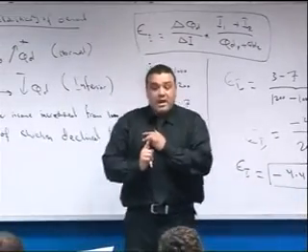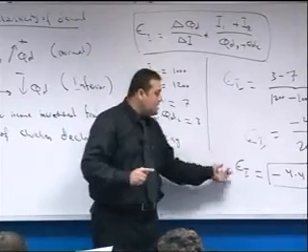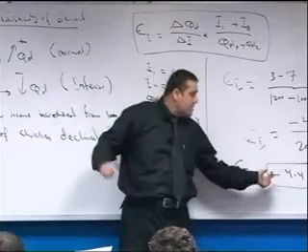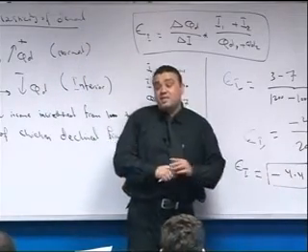So if the sign of income elasticity of demand is negative, the product is inferior. If the sign of income elasticity of demand is positive, it's a normal good.